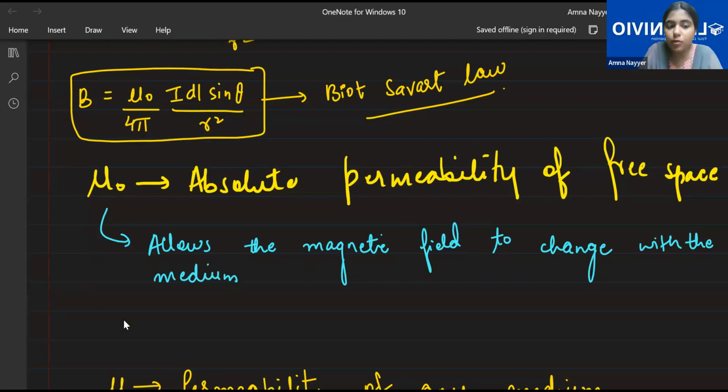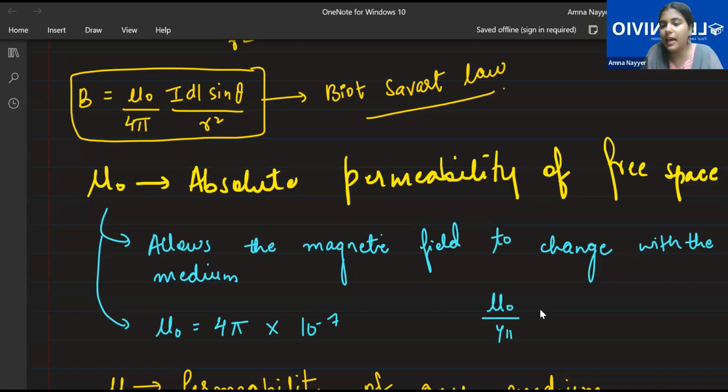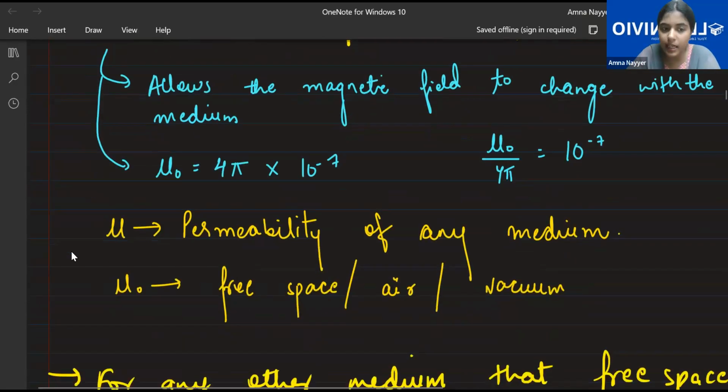Now, one fixed value: mu naught's actual value is 4 pi multiplied by 10 to the power minus 7. So this complete mu naught by 4 pi can be written as 10 to the power minus 7. This is the absolute permeability of free space. The real symbol for permeability is mu, but when you have the permeability specifically for air, meaning air is your medium, then it becomes mu naught, the absolute permeability of free space. But mu you have for any medium. So when you are comparing, you take the relative permeability.